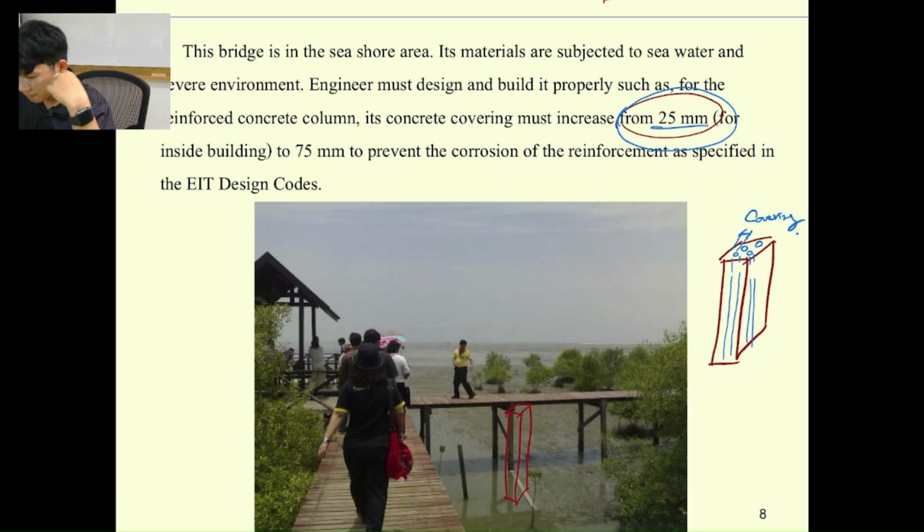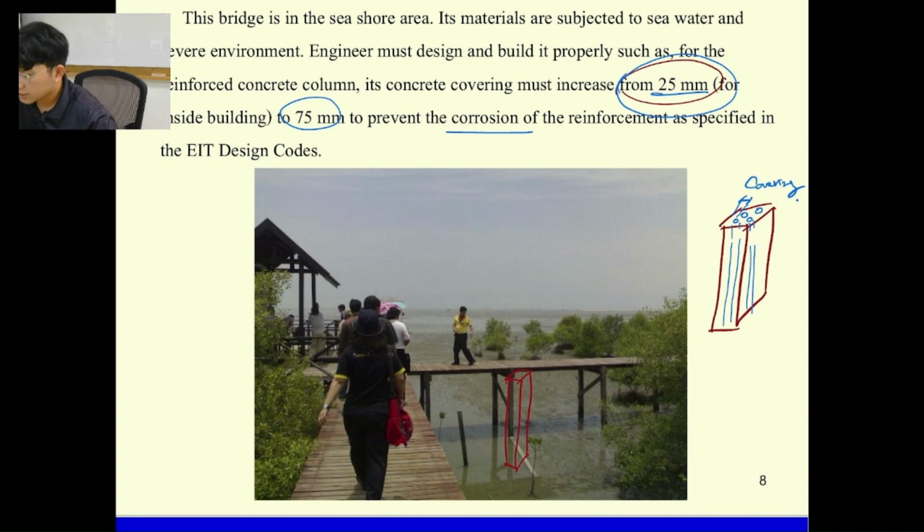But to prevent corrosion from sulfate attack, like at the sea area, we need to use about 75 millimeters. So the section over here is going to be a little bit bigger in order to block the sea water from getting through to our reinforcement. That's why we need to increase it to 75 millimeters.